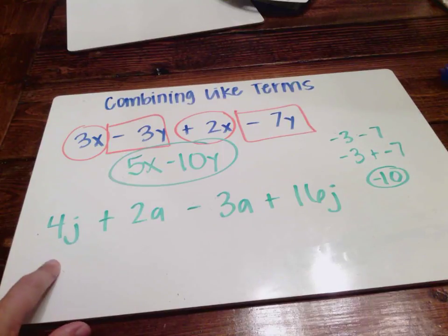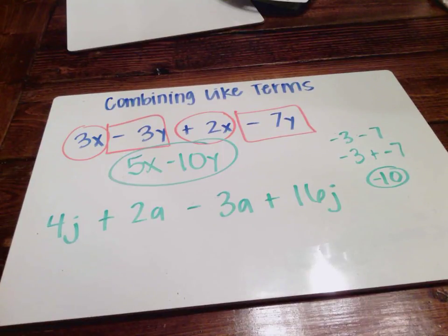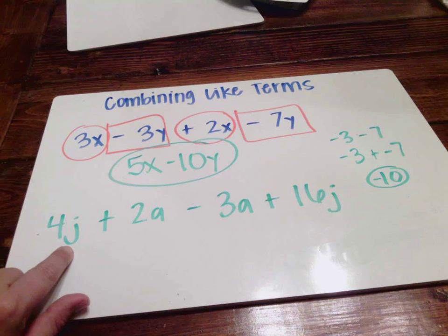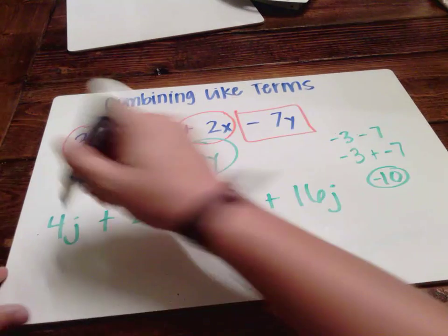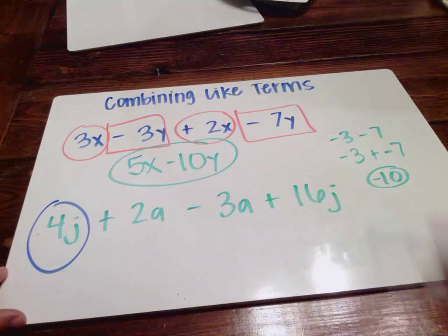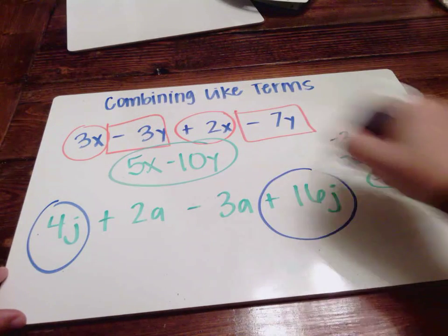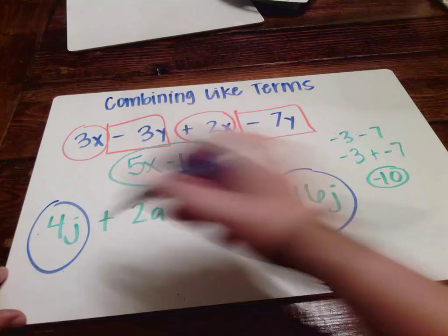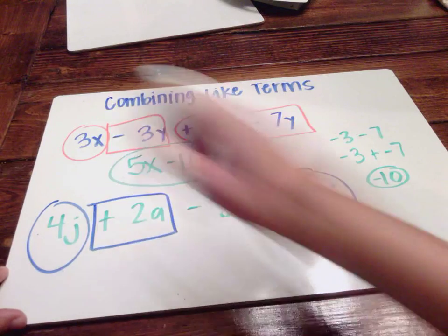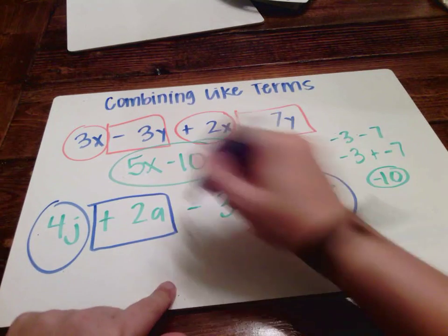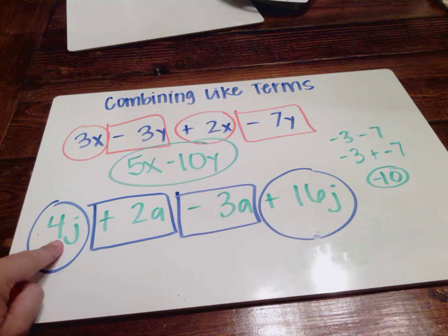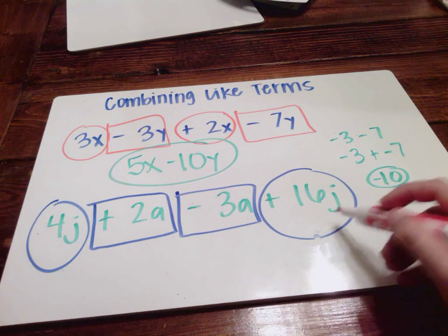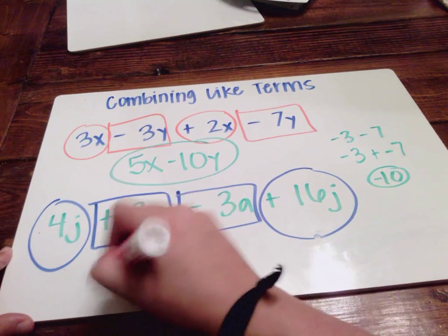Now let's look at this one down here. I'm going to again circle and square off my like terms. My variables I'm working with are j and a. So first I'm going to circle my j's. Remember, I include the sign at the front. Then I'm going to square my a. Remember, again, I include the sign right in front. Now I'm just going to go through and combine them. 4j plus 16j, well, I know that 4 plus 16 is just 20.